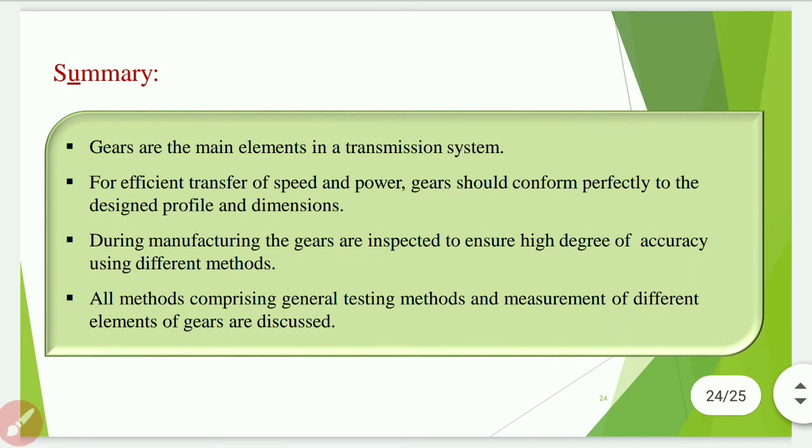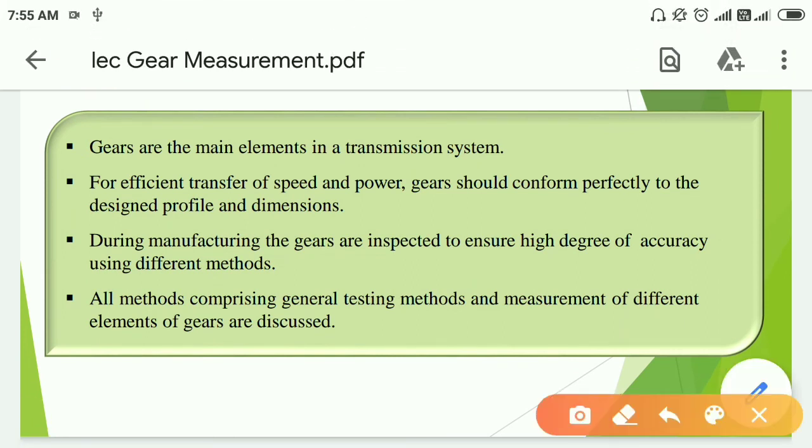Summary, which is the last slide of this chapter. Gears are the main elements in transmission systems. For efficient transfer of speed and power, gears should conform perfectly to the design profile and dimensions. During manufacturing, the gears are inspected to ensure a high degree of accuracy using different methods. All methods comprising general testing methods and measurement of different elements of gears are discussed in this chapter.